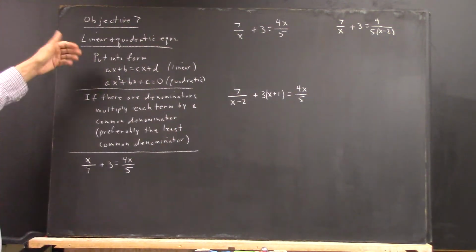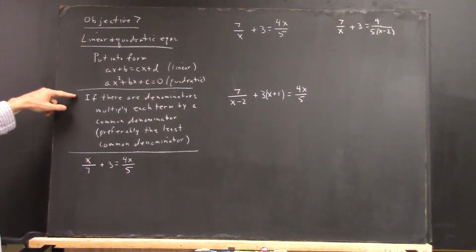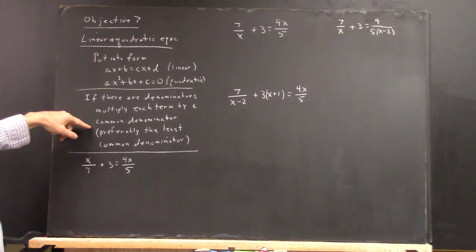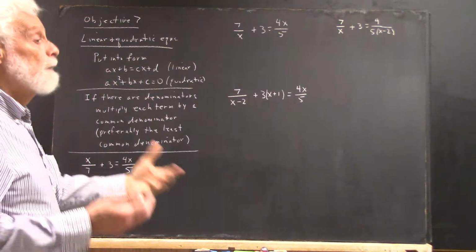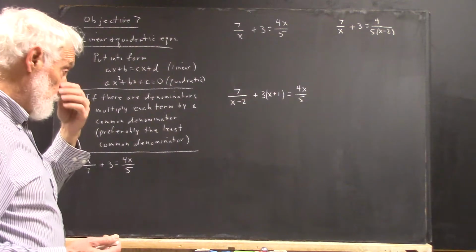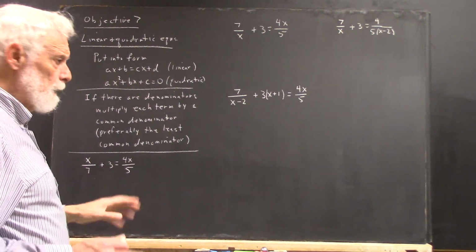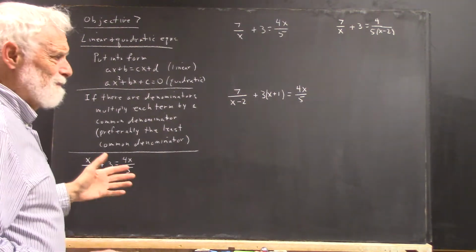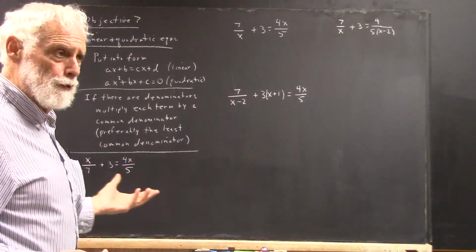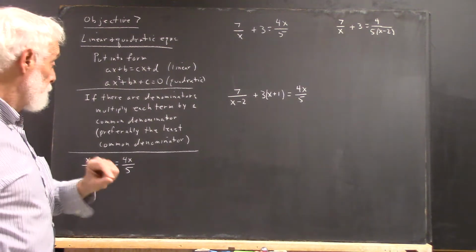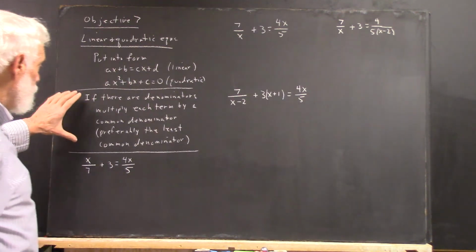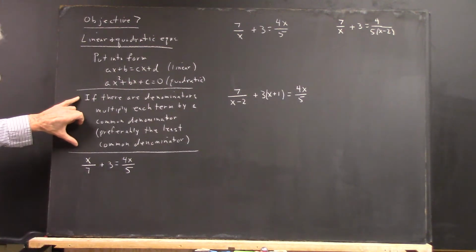So, one basic principle. If there are denominators, you multiply each term by a common denominator, preferably by the least common denominator. Something we've been talking about for a while, and people are getting pretty good about it, but people still want to make it harder on themselves by not doing that. Okay, they don't really want to make it harder on themselves, but they don't think to do that. A lot of people do not think to do this. So we want to be sure that we do this.